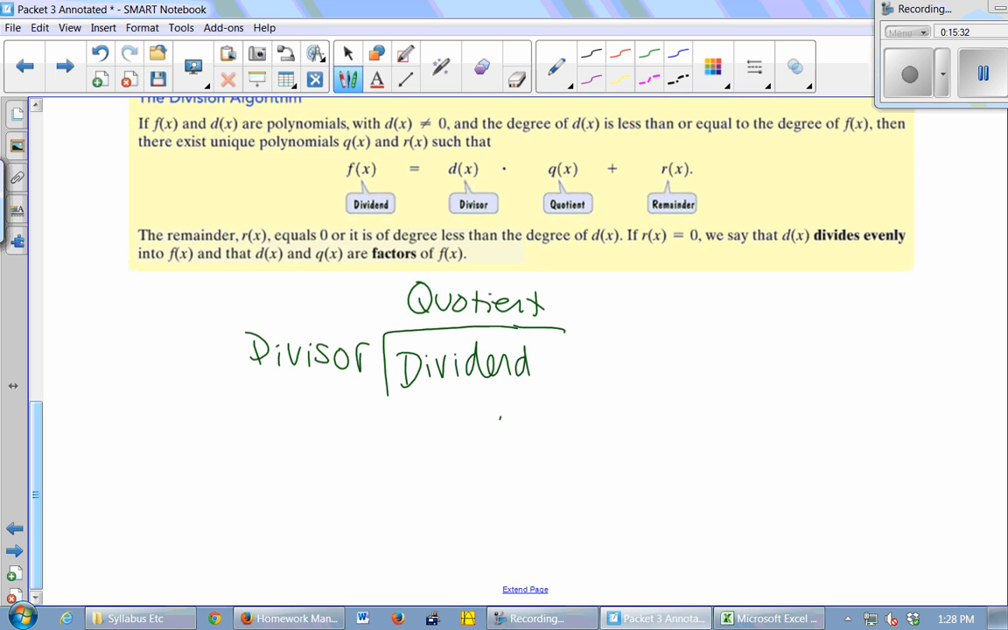And then you do a whole bunch of work, right? And down here you get the remainder. Right? And this says that if you multiply the divisor times the quotient and add the remainder, you'll always get back to the dividend. Okay, that's how you can check your division.